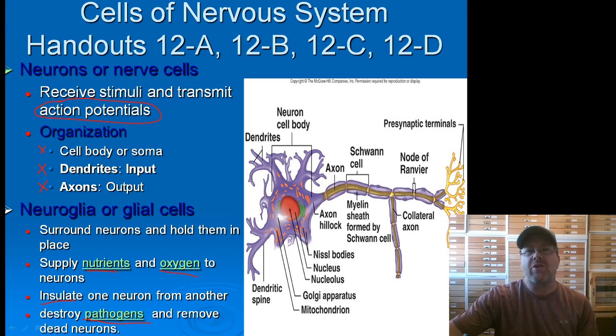So, Handout 12D is going to look at myelination, and we're going to look at myelinated areas of our nervous system compared to unmyelinated. So, in order to do this, we're going to look at our handout 12D, and that's going to discuss this topic. So, let's go to it.